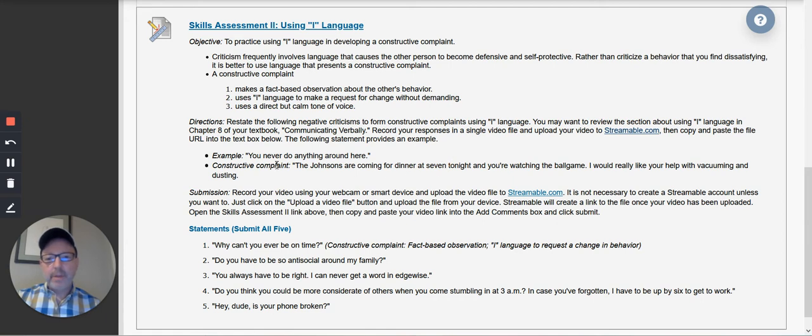Let's go over the example here. And by the way, there's no separate handout for the assignment like I had with the other one. All the instructions, it's fairly short and simple. Just what you need is right here. So let's take a look at the example I have. And that's right here.